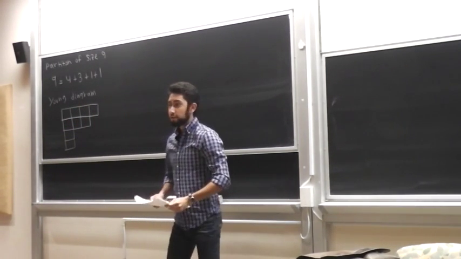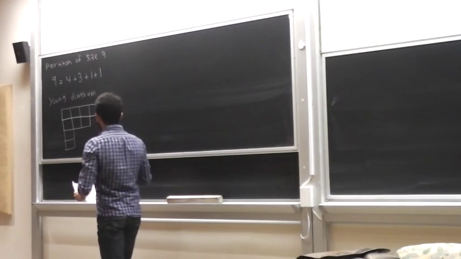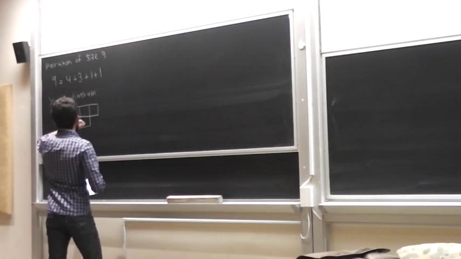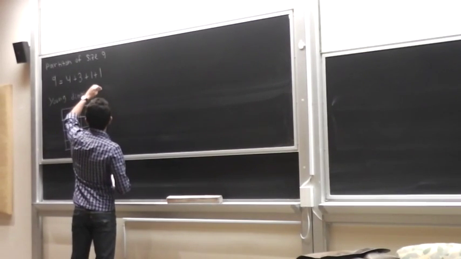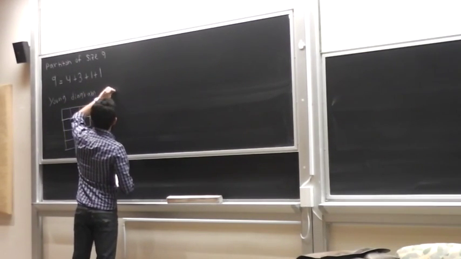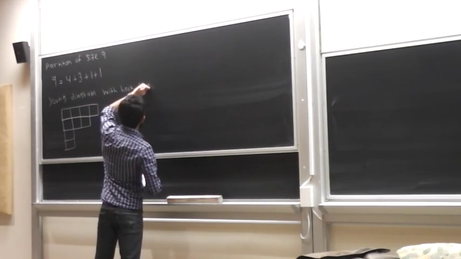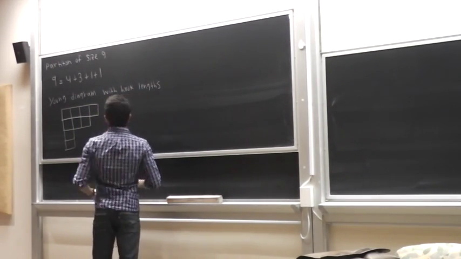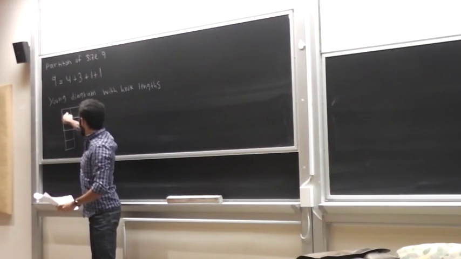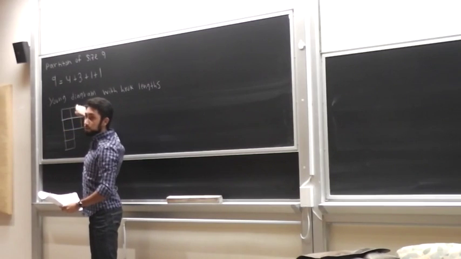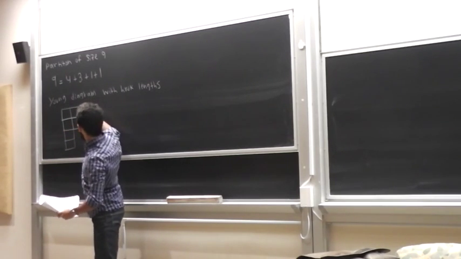Okay, and now I'm going to make a definition called the hook length. For each box, you have an associated hook length, so now I'm going to add the hook lengths to this diagram. The hook length of a box is just: you take your box, count the boxes below it and the boxes to its right, and then add 1. So it's just the length of this hook.